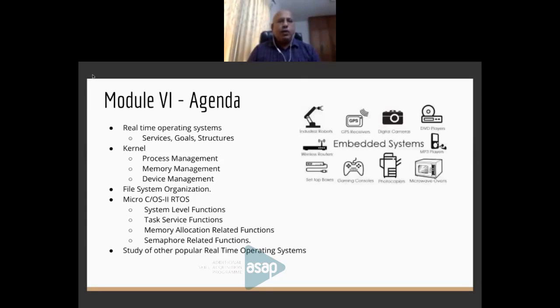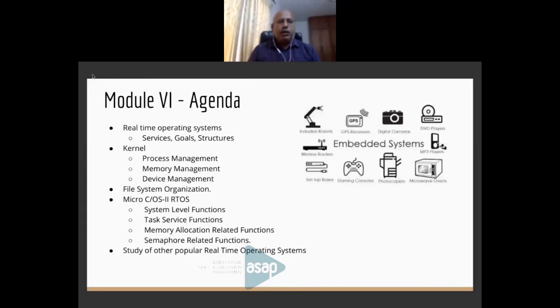I will walk you through quickly the various portions in your module 6. Module 6, as you know, is the last module in your embedded system course. I will do a quick refresher in case some of you have missed some of the in-between modules, so that you will get a better foundation before we dive into the other complex areas.